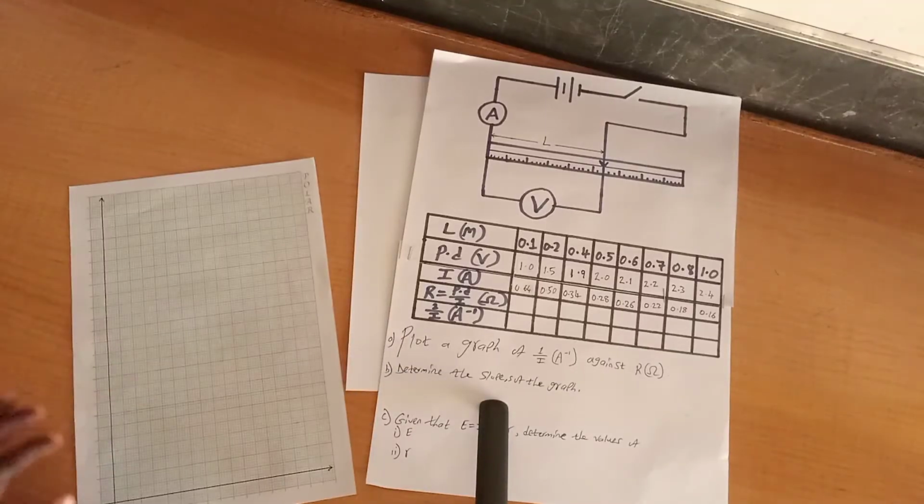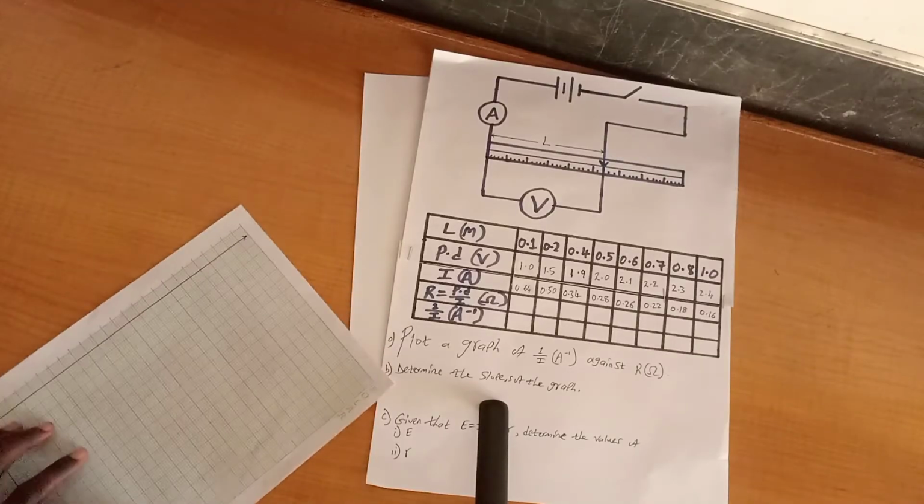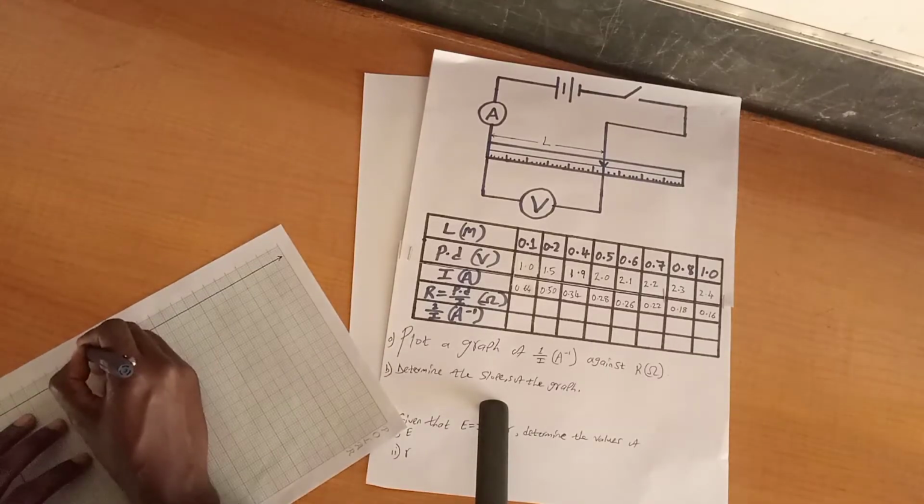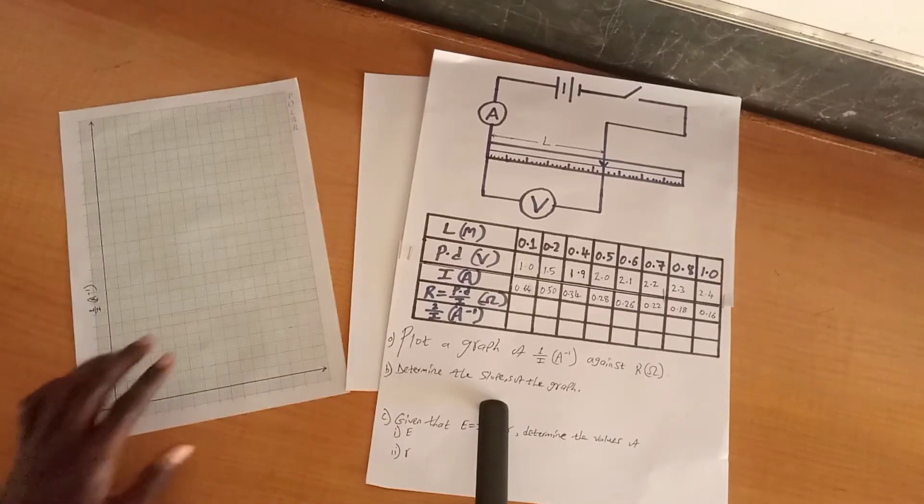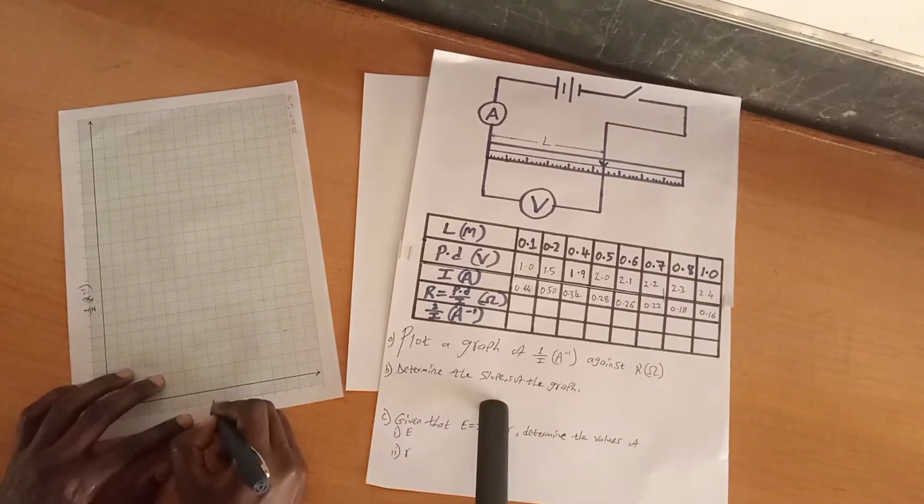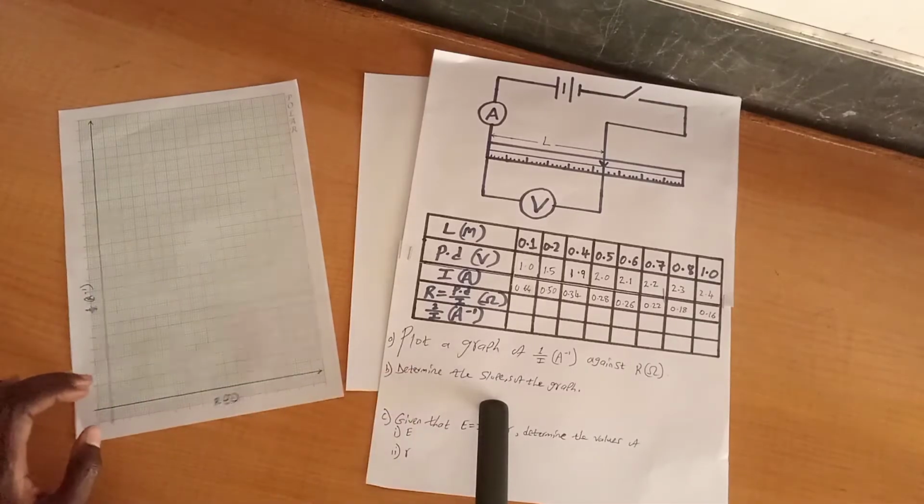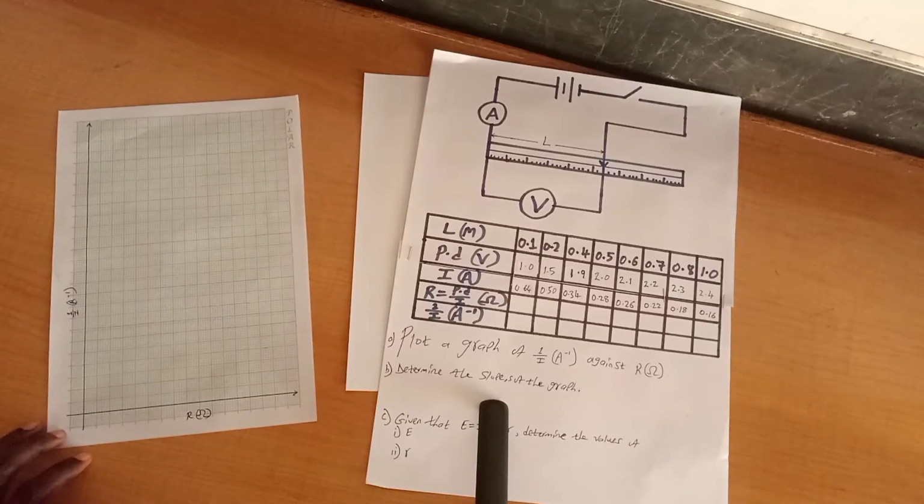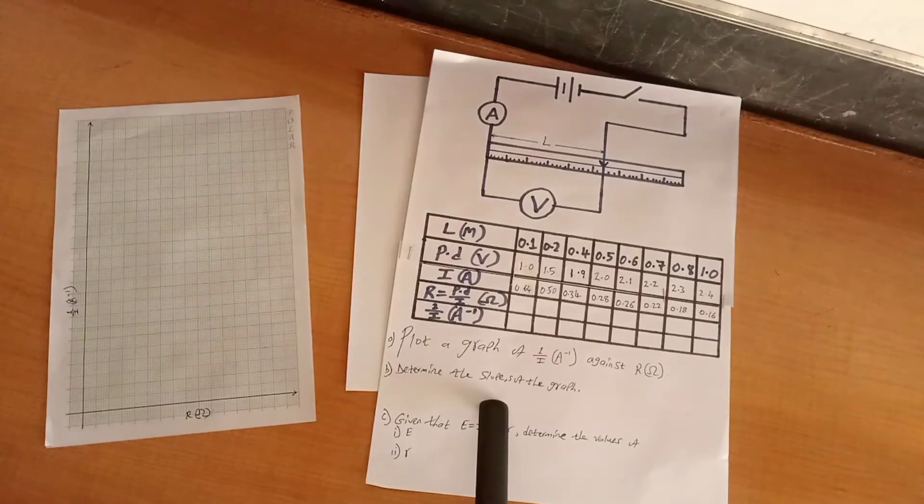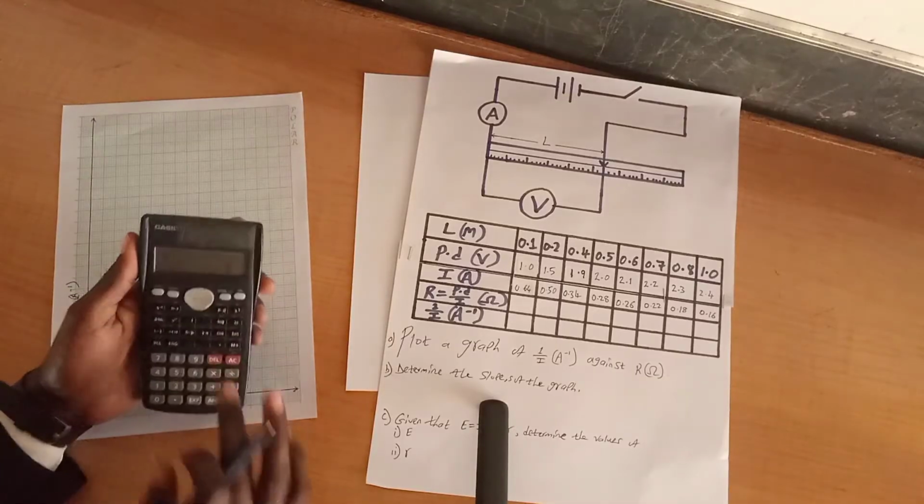Then since we are plotting a graph of the reciprocal of current against resistance, we can label this side 1 over current. You label the quantity and the unit. The unit is per ampere. Then this side we label resistance. The unit is ohm. Then from there, maybe you can first fill in the values of resistance.